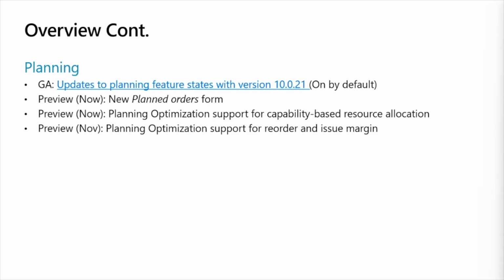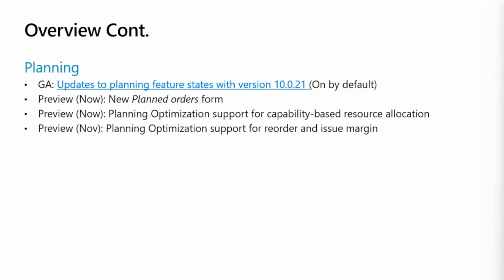There is a new planned orders form that I wanted to point out here. It's still in preview as of 10.0.21. But if you work a lot with the planned orders form, you may know that it can be slow at times. The form takes a while to load. So it's been redesigned for performance, to alleviate some of those problems loading the original planned orders form that we had. So go ahead and, if this is a form that you work with a lot, test it once you upgrade to 10.0.21, and you should see a performance improvement there.